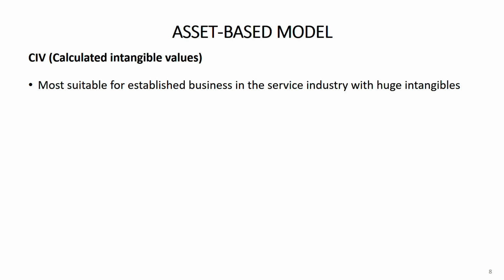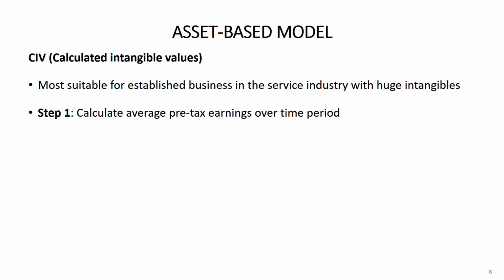So next, there are some 6 methods. I have written all the methods. You can use the steps to calculate intangible values, and you have to follow these steps in the correct order, in that order only. Step 1, calculate average pre-tax earnings over the time period. Average pre-tax earnings means, let's say you are given 3 years' earnings. What you have to do is add the 3 years' earnings and divide by 3. That is your averaging. Pre-tax, before tax. Don't take tax into account now.